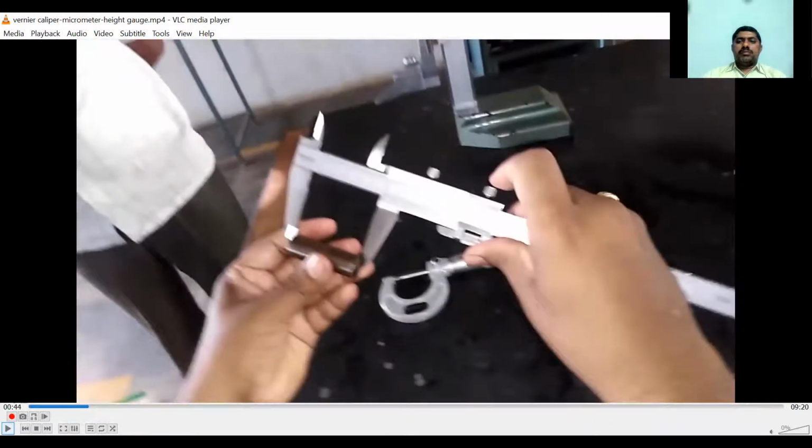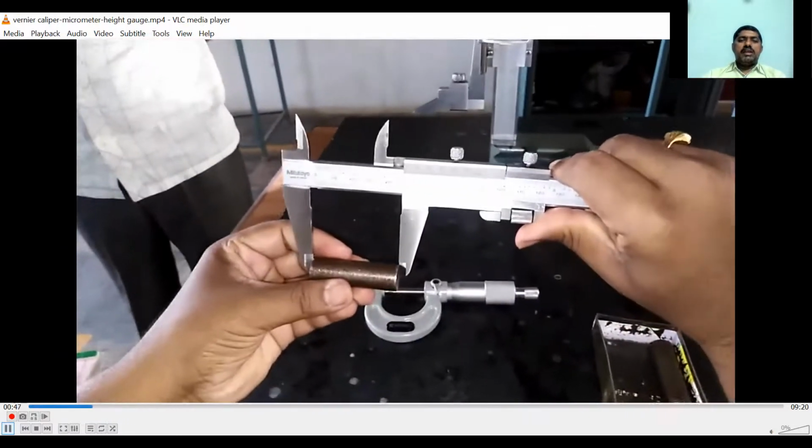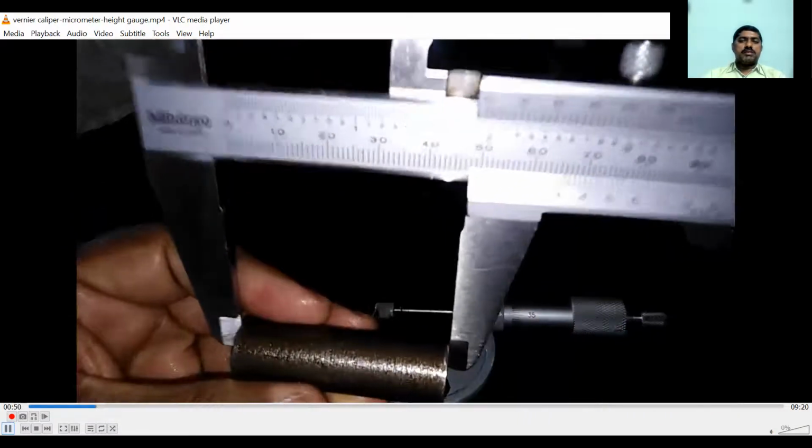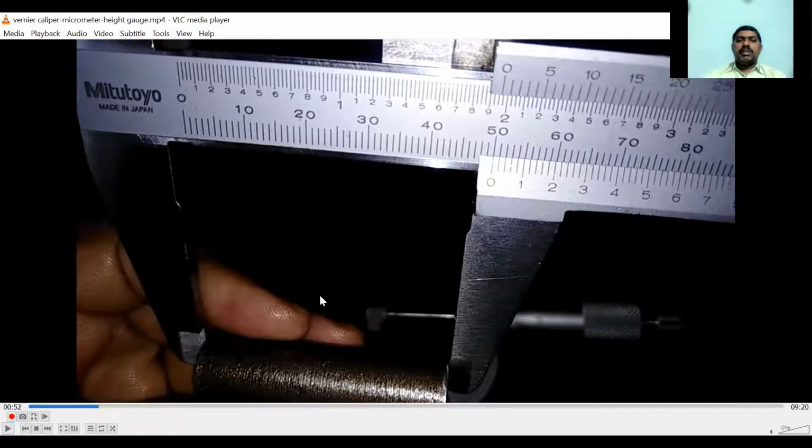Now we are measuring the length of the cylindrical workpiece using the vernier calipers. What is the main scale reading here? It is 50, and the vernier scale 0 is exactly coinciding with the 50. That means the vernier coincidence is 0 and the main scale reading is 50. So 50 plus 0 into 0.02, we will get 50 mm.